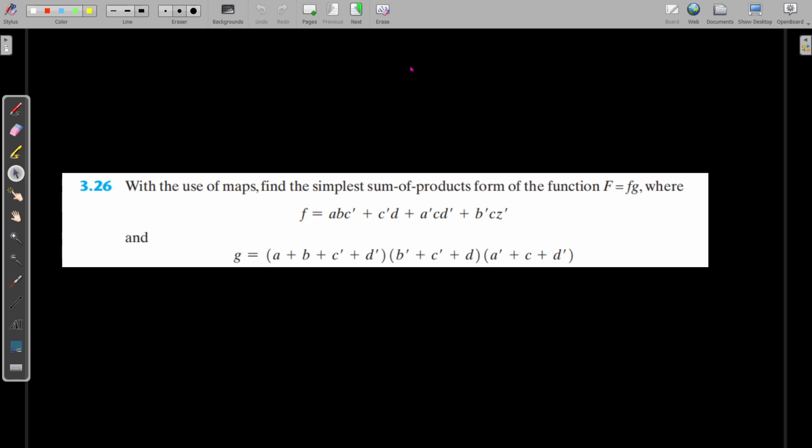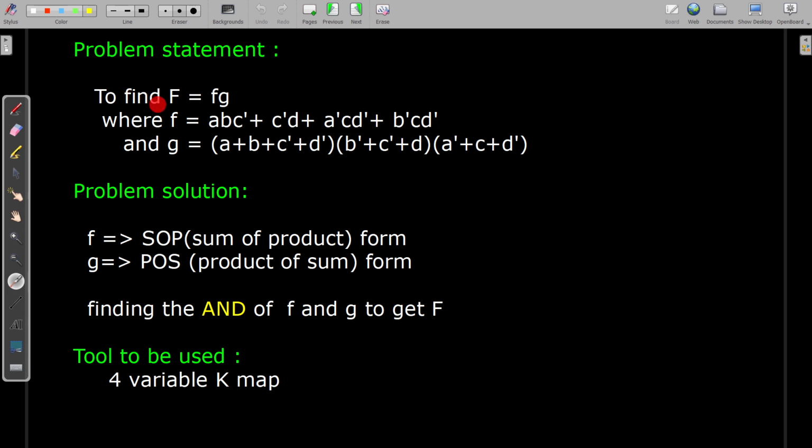Let's get started. The problem statement is to find F, where F is the function of f dot g, where small f is equal to a b c' plus c' d plus a' c d' plus b' c d', and g is equal to (a plus b plus c' plus d') added with (b' plus c' plus d) added with (a' plus c plus d').